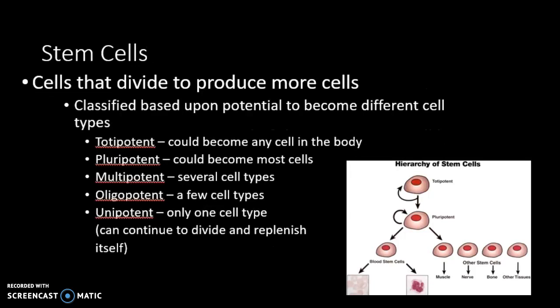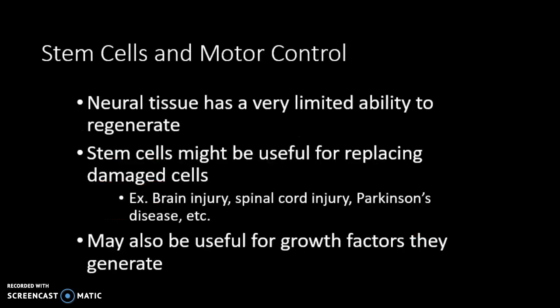To go into a little more science about where we're at with some research in creating neurons to cause human movement, there's a lot of stem cell research out there, and we'll briefly talk about this. Stem cells are cells that divide to produce more cells. They're classified based upon their potential to become different types of cells. They can become any cell in the body, most cells in the body, or few cells, and can divide and replenish themselves.